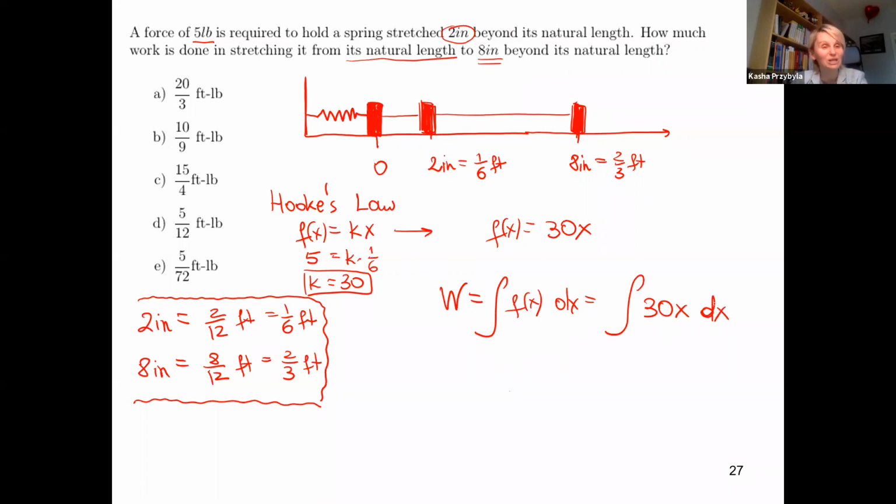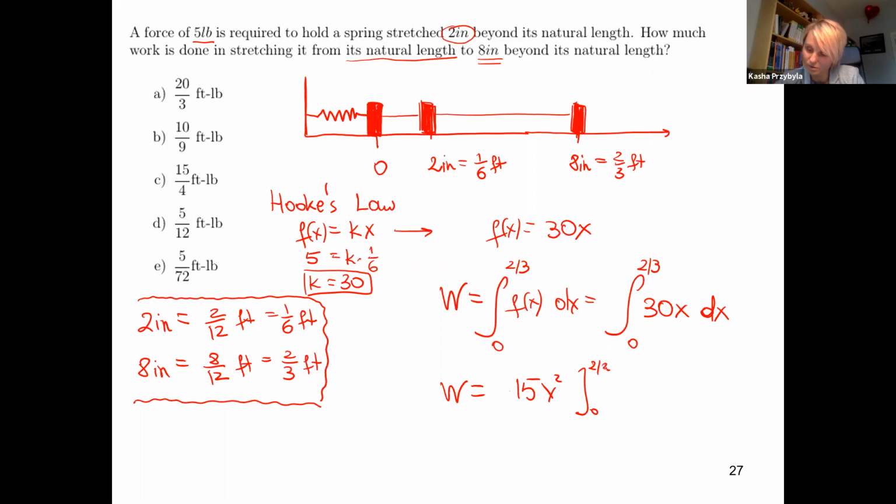Now, who can tell me the limits of integration? Because we're looking for the work done on what interval? Yes, from 0 to 8 inches, but please do not put 8. 2/3. Thank you. Yeah, don't put 8. Okay, and again, your instructor is asking you to evaluate this. What is the integral of 30x? Perfect, 15x squared.